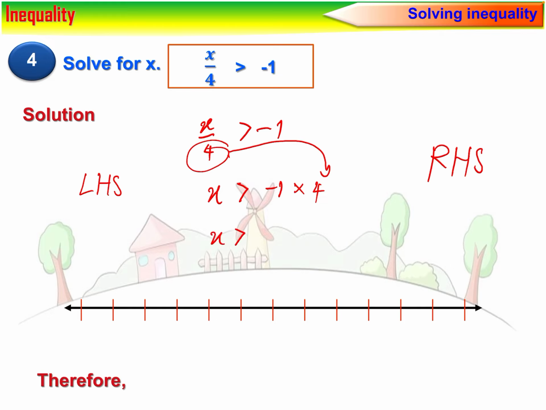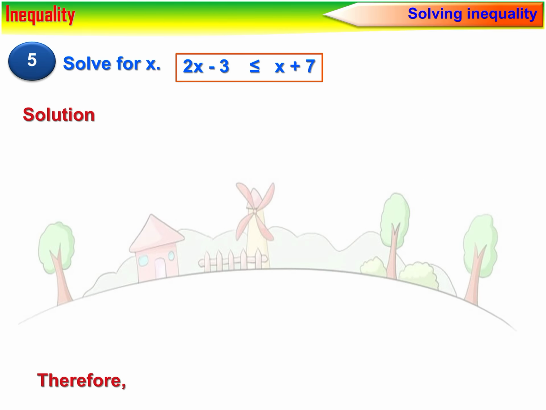So x greater than negative 1 times 4. Negative multiplied by positive, you always get negative, right? So this one minus 4. On the number line, you need to have minus 4. It does not include minus 4, so you use an open circle and draw the line to the right hand side like this.